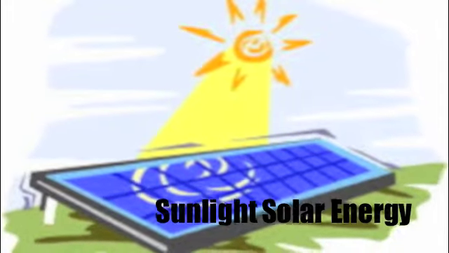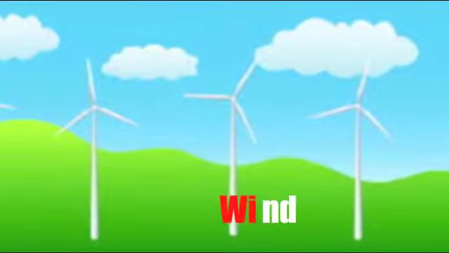A renewable source of energy is energy that comes from resources which are naturally replenished within a human lifetime. However, a non-renewable source of energy is energy that comes from resources which are not able to be replenished within a human lifetime. Examples of renewable sources of energy include sunlight, solar energy, wind, and water, hydropower.